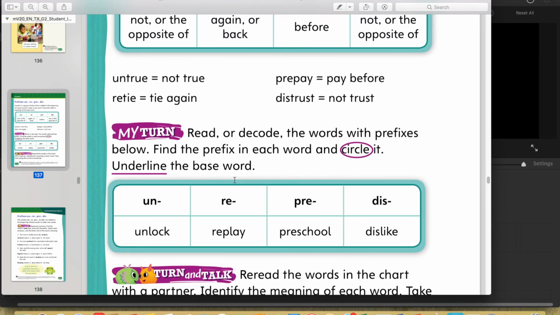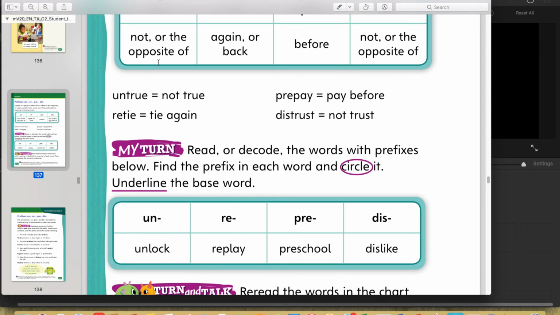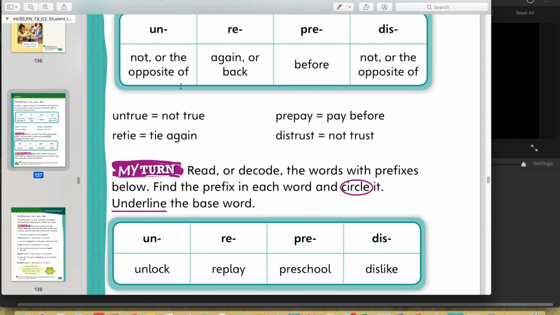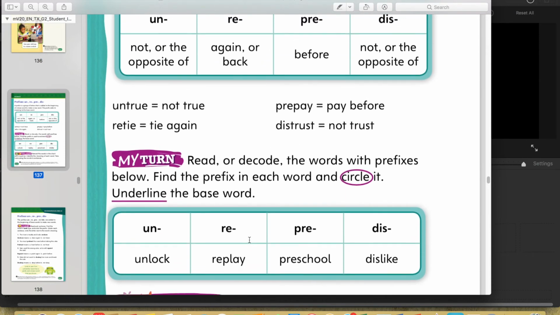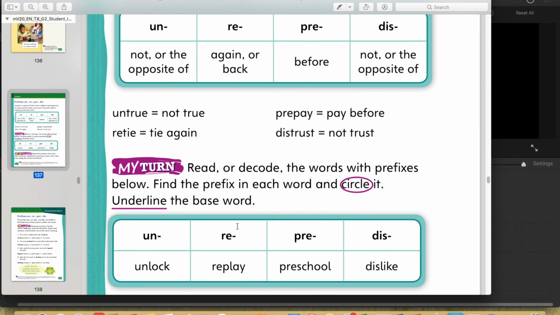So if I didn't know what unlock meant, I know what lock means. If I want to know what unlock means, I can say, oh, well, un means the opposite of. So unlock means the opposite of lock, so that must mean that it's not locked. Or replay, well, I know that re means again, so if I want to replay it, then that means I want to play it again. Preschool, well, pre means before, so this must mean before school. And dislike, well, I know what like means. Dis means the opposite of.